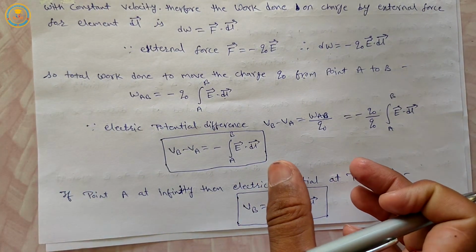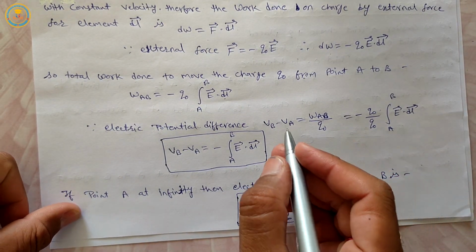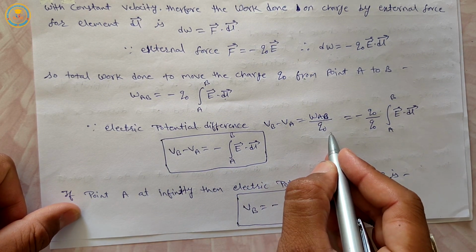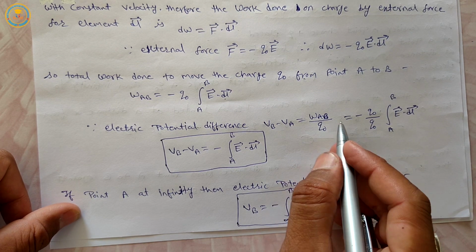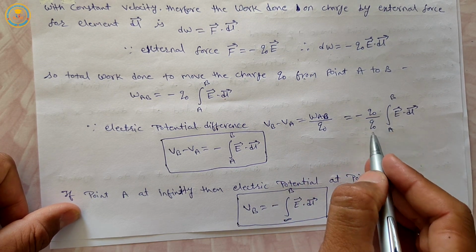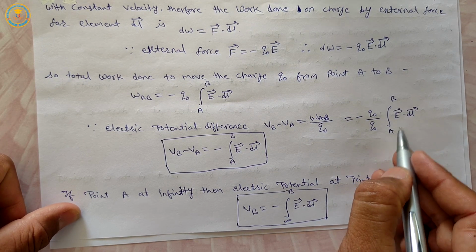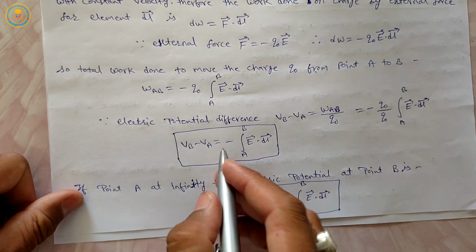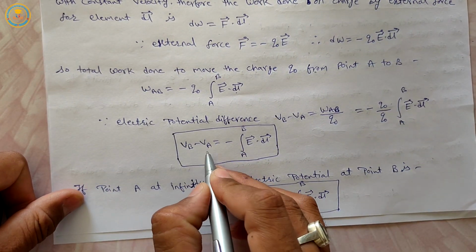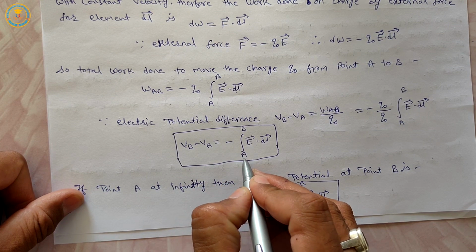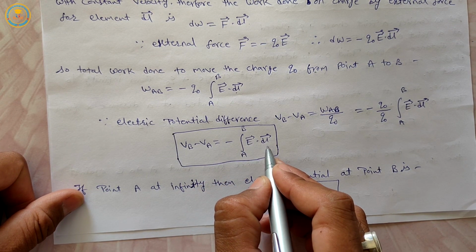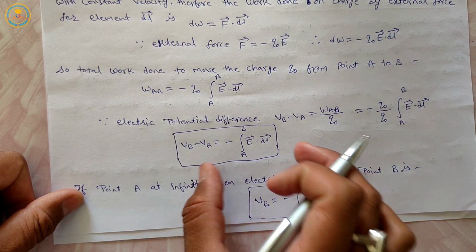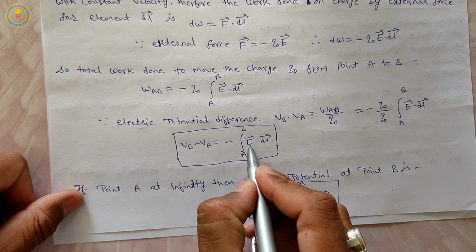According to the definition of electric potential difference, we know that VB minus VA is equal to W_AB upon q naught. Putting the value of W_AB in this equation, it is equal to minus q naught upon q naught times the line integral from A to B of E vector dot dl vector. The q naught cancels out, then we get the electric potential difference VB minus VA is equal to minus the line integral from A to B of E vector dot dl vector. This is the form of electric potential difference in an electric field.